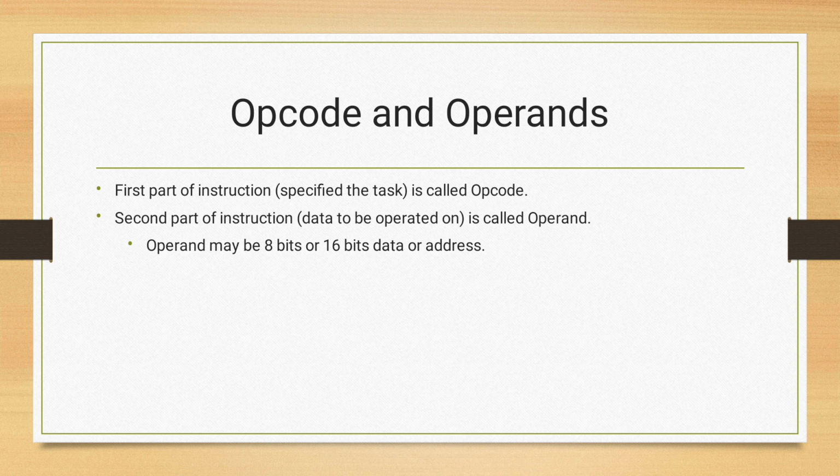The second part of the instruction, which represents the data or the content to be operated on, is called the operand. The operand, or data given in the instruction, may be in various forms such as 8-bit or 16-bit data, 8-bit or 16-bit address.